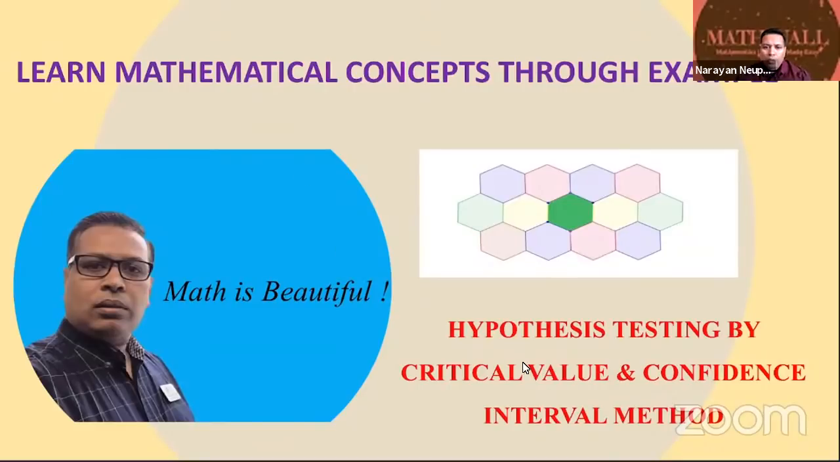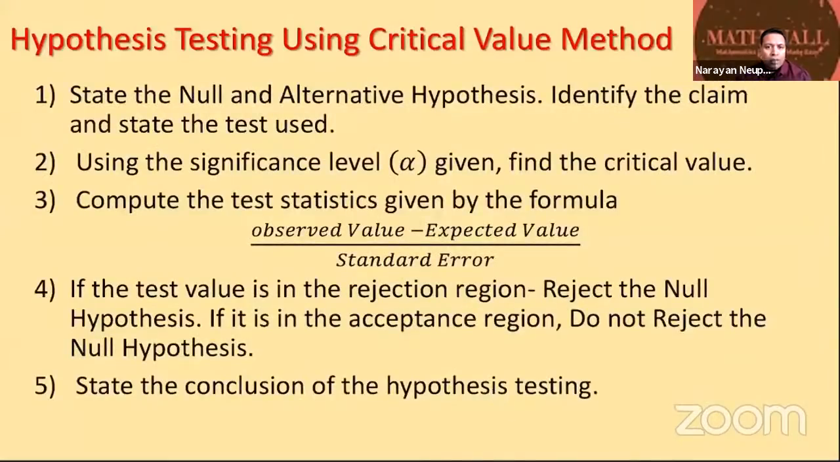In this video, we are going to learn about hypothesis testing by critical value method and confidence interval method. So let's begin with the hypothesis testing using critical value method. In critical value method, there are 5 steps that we need to follow while performing the hypothesis testing. So let's go through these 5 steps first, and then we are going to solve the example.